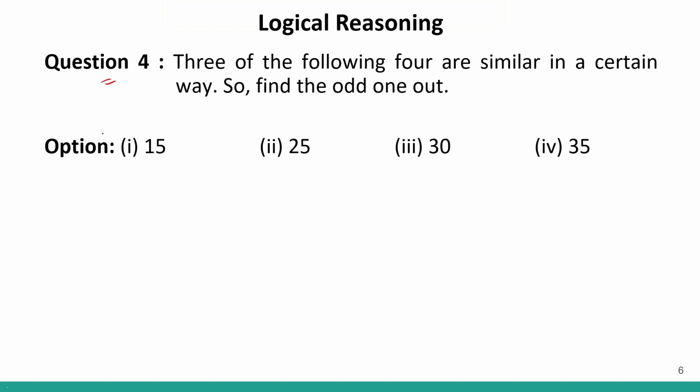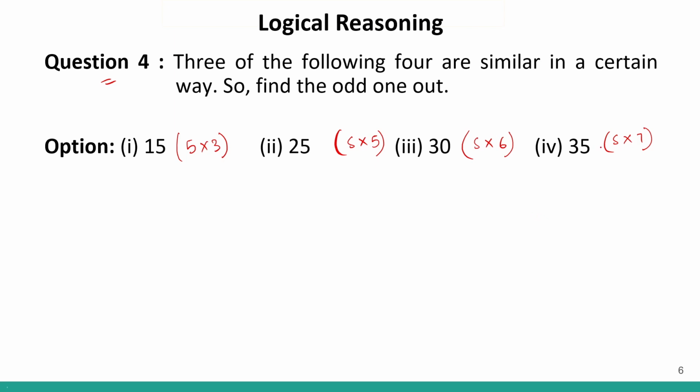Question number 4. In question number 4, I can see there are multiples of 5. So this is basically 5 into 3, this is 5 into 5, this is 5 into 6, and this is 5 into 7. If all of them are multiples of 5, how do we find out which of them is the odd one out? Because everything is a multiple of 5, maybe that is not the logic used.